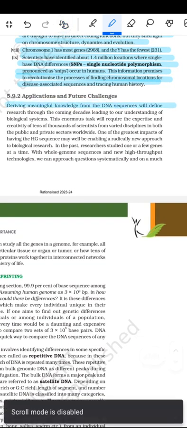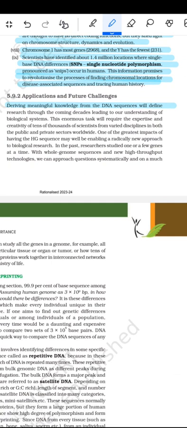Deriving meaningful knowledge from the DNA sequence will define research through the coming decades, leading to an understanding of biological systems. This task will require the expertise and creativity of tens of thousands of scientists from varied disciplines in both the public and private sectors worldwide.